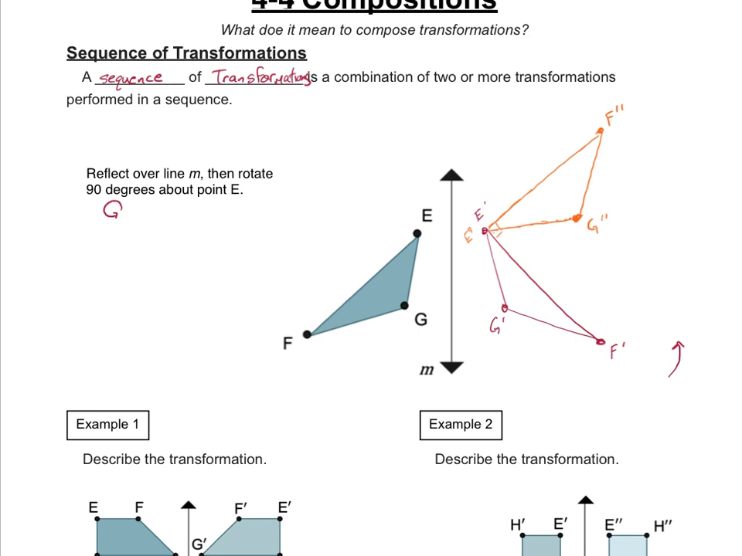E double prime would be over there, and then F double prime would be over here, and that is clearly in a different location than my previous correct answer. So that's why order definitely matters here as we work on these. We've got to make sure we do it in the right order to get the right final composition.